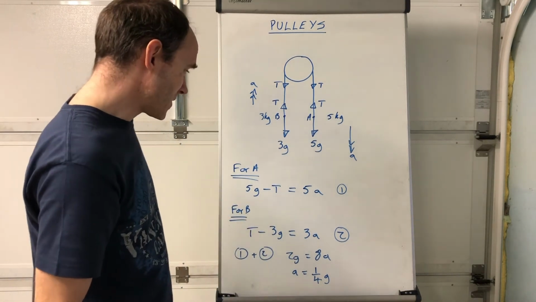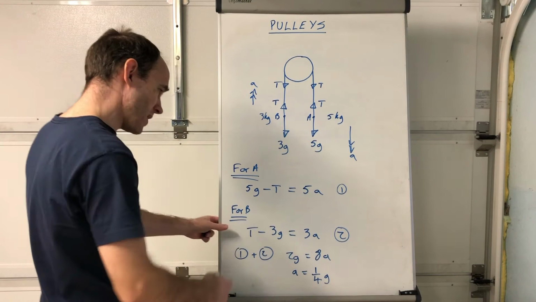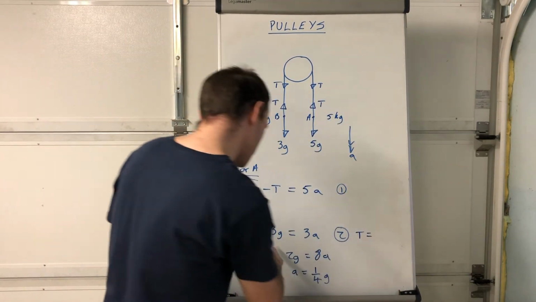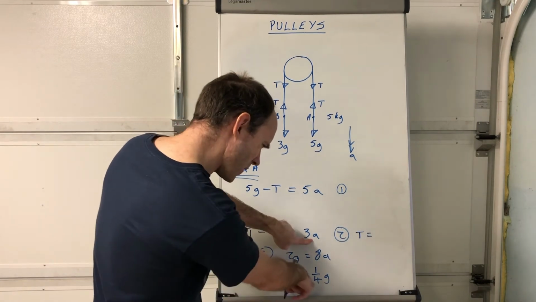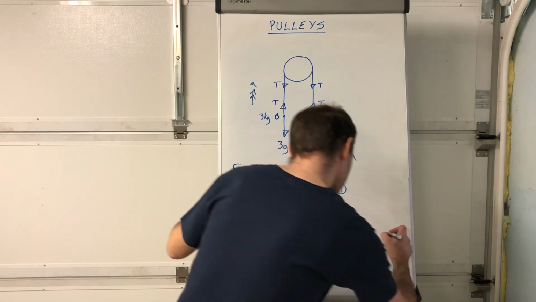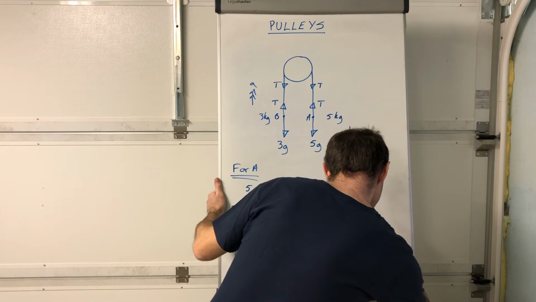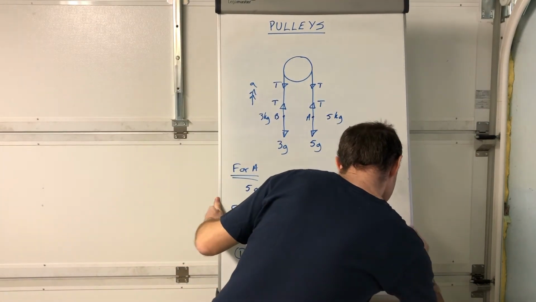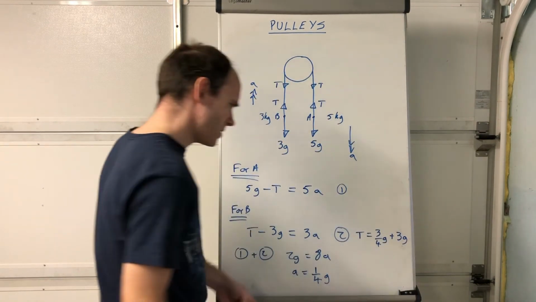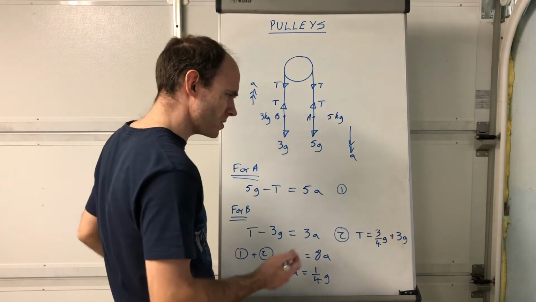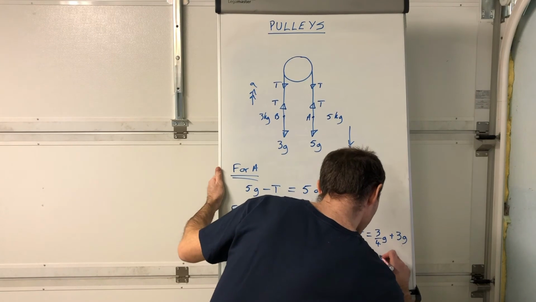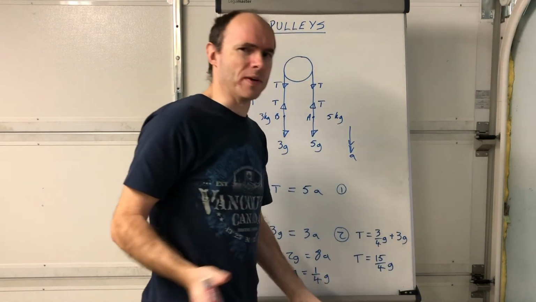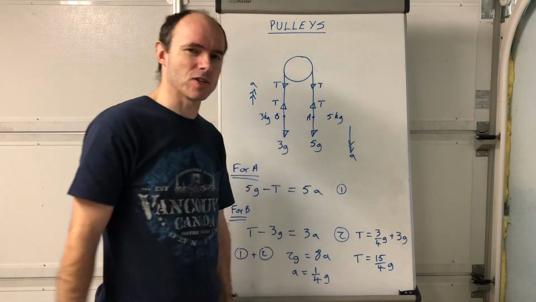Then we can work out what T is. We can use equation 2 to do that. So you've got the tension is equal to 3a. Well, we know a is 1/4 g, so that's 3/4 g, and then added to 3g. So 3/4 g plus 3g. 3 is 12/4, isn't it? So that's 15 over 4 g. So very, very common: work out the acceleration, work out the tension.